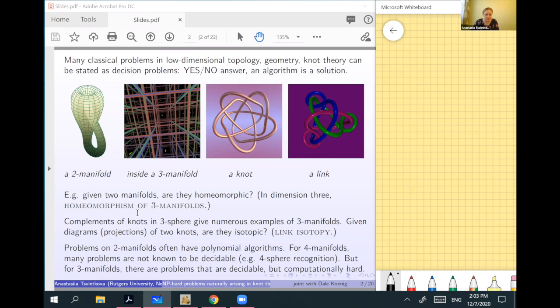And of course we have complements of knots, usually in the three-sphere, but we can also look at them in arbitrary manifolds. And these give us three manifolds. So another related question is, given two diagrams of a knot, just projections of a knot or a link, of two links, are they isotopic? So we will call this problem link isotopy. So these are very, very basic problems at the core of knot theory in low-dimensional topology.